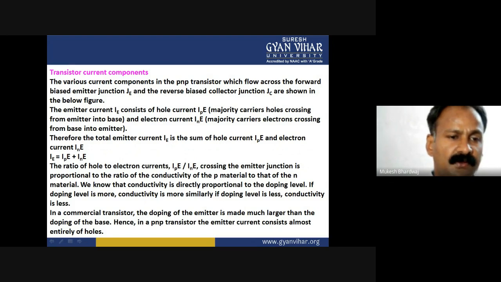The ratio of hole to electron current crossing the emitter junction is proportional to the ratio of the conductivity of the P material to that of the N material. We know that conductivity is directly proportional to the doping level. If doping level is more, conductivity is more. Similarly, if doping level is less, conductivity is less. In a commercial transistor, the doping of the emitter is made much larger than the doping of the base. Hence, in a PNP transistor, the emitter current consists almost entirely of holes.